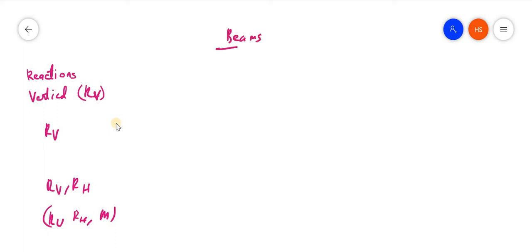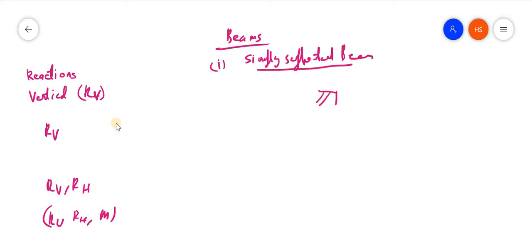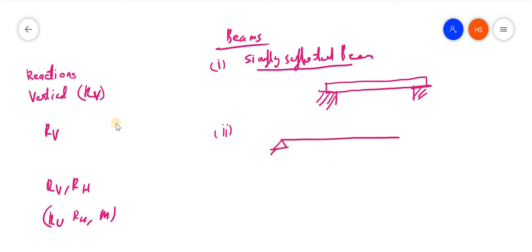Types of beams. The first one it is simply supported beam. So simply supported beam means I am having a wall like this. I am keeping a beam, just keeping the beam like this. Okay, I am constructing a wall and above I am keeping. This is a simply supported beam. Another type of beam it is a beam which is having a hinge at one end and a roller at other end. That is a hinge at one end and a roller support at the other end.